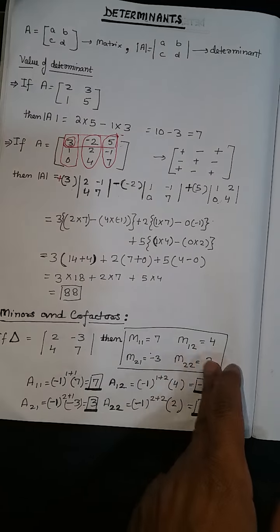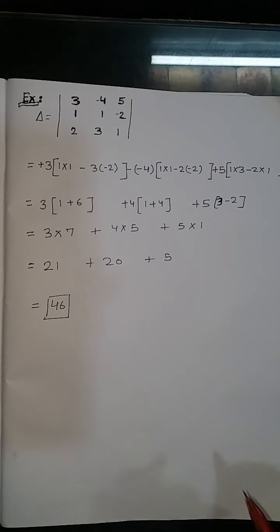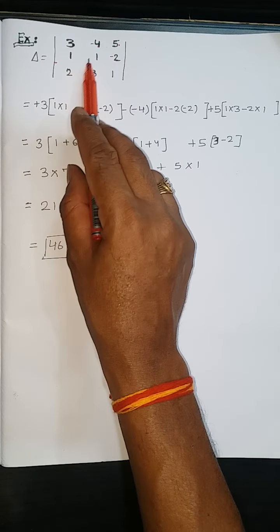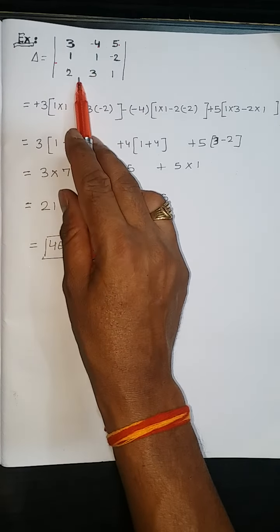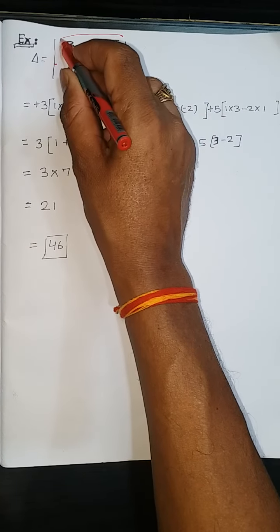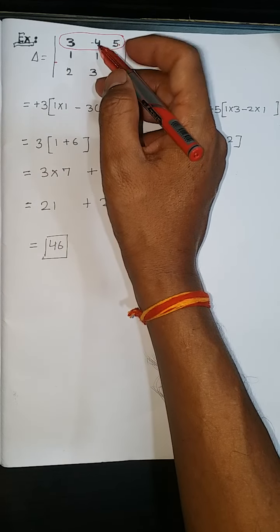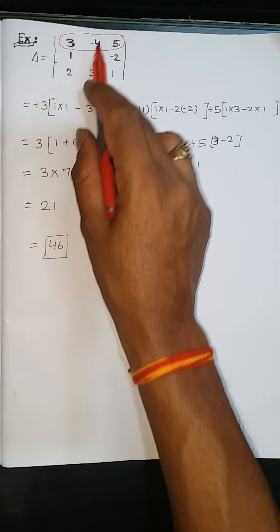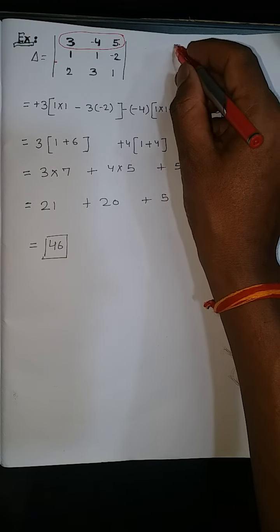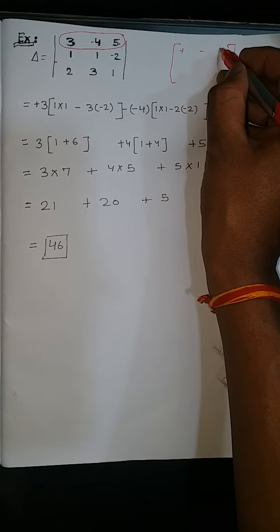Let us try one more question. See, this is a question in which we have 3, 4, -4, 5, 1, 1, -2 and 2, 3, 1. So again I am taking the first row. You can take any row or any column. Answer will remain same. So 3, -4 and 5 I have taken, and as explained, the sign of the first row will be like this, plus minus plus.